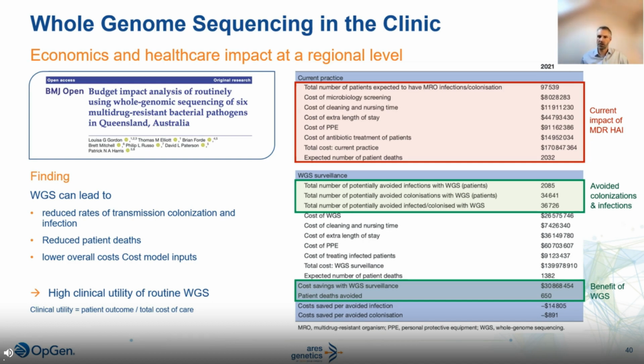The total cost under the standard of care was 170.8 million Australian dollars in 2021. Whole genome sequencing based surveillance added an additional cost of 26.8 million Australian dollars. This cost, however, was offset by fewer costs for cleaning, nursing, personal protective equipment, shorter hospital stays, and antimicrobials, leading to an overall cost savings of 30.9 million Australian dollars in 2021 alone.